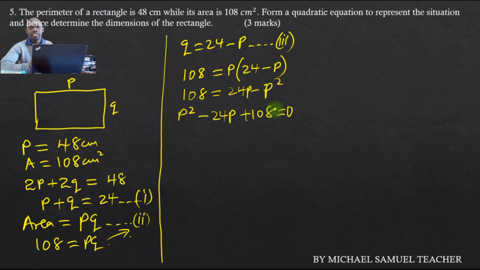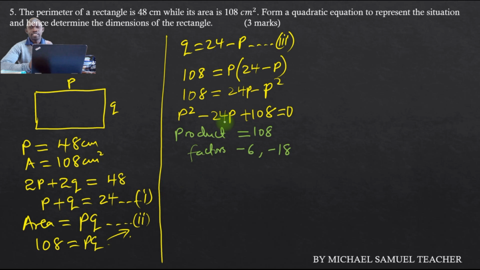Using factorization method, since it's a quadratic equation, product AC is 1 times 108, which is 108. Then we find the factors of 108 such that when we add, we get minus 24. And the factors will be minus 6 and minus 18. So minus 6 times minus 18 is 108, and if you add, you get minus 24.